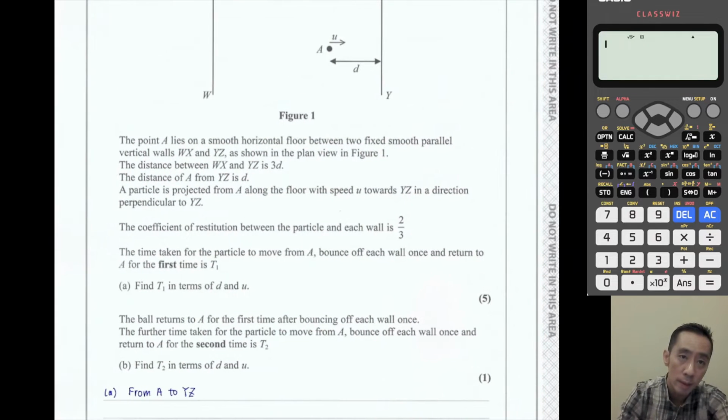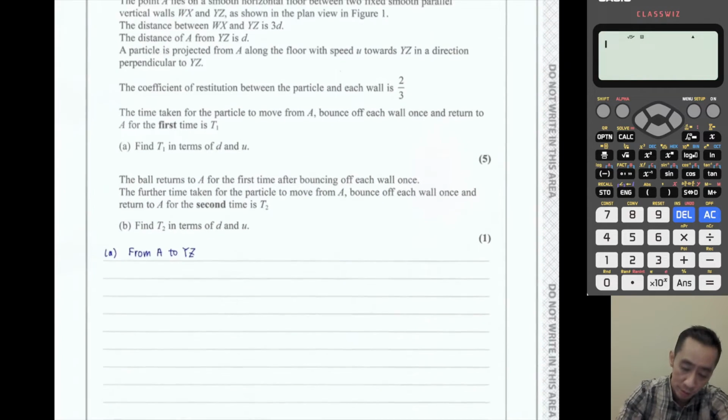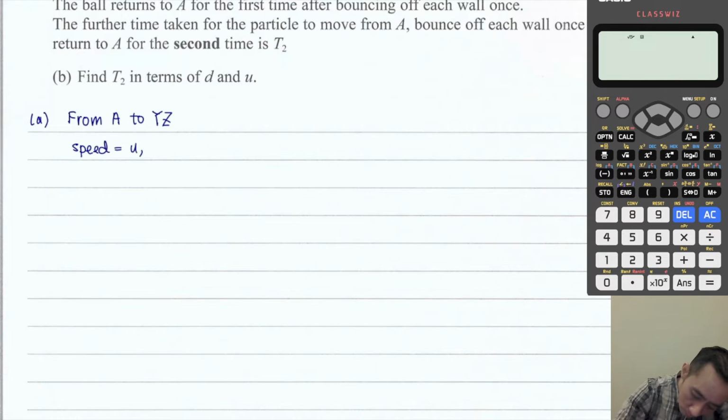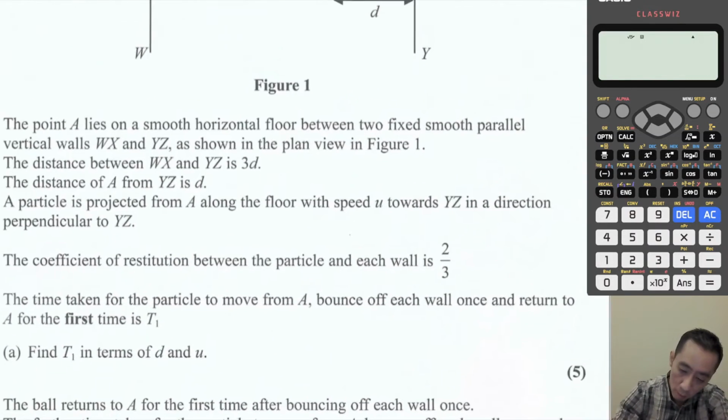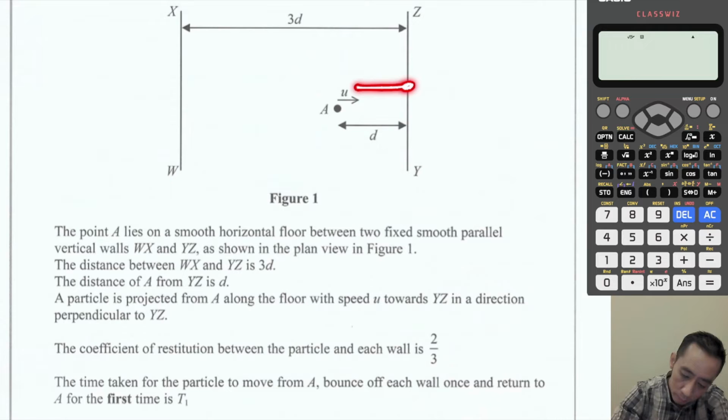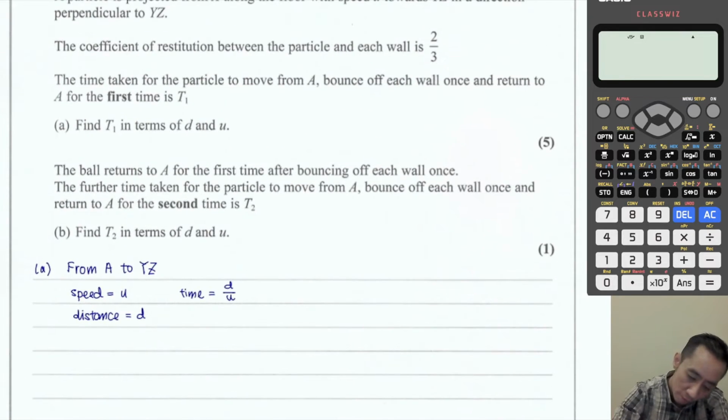So the speed is u, and then the distance is d. So the time taken is simply distance divided by speed to get the time, which means d over u. Now, when the particle bounces back, the coefficient here is 2 over 3.